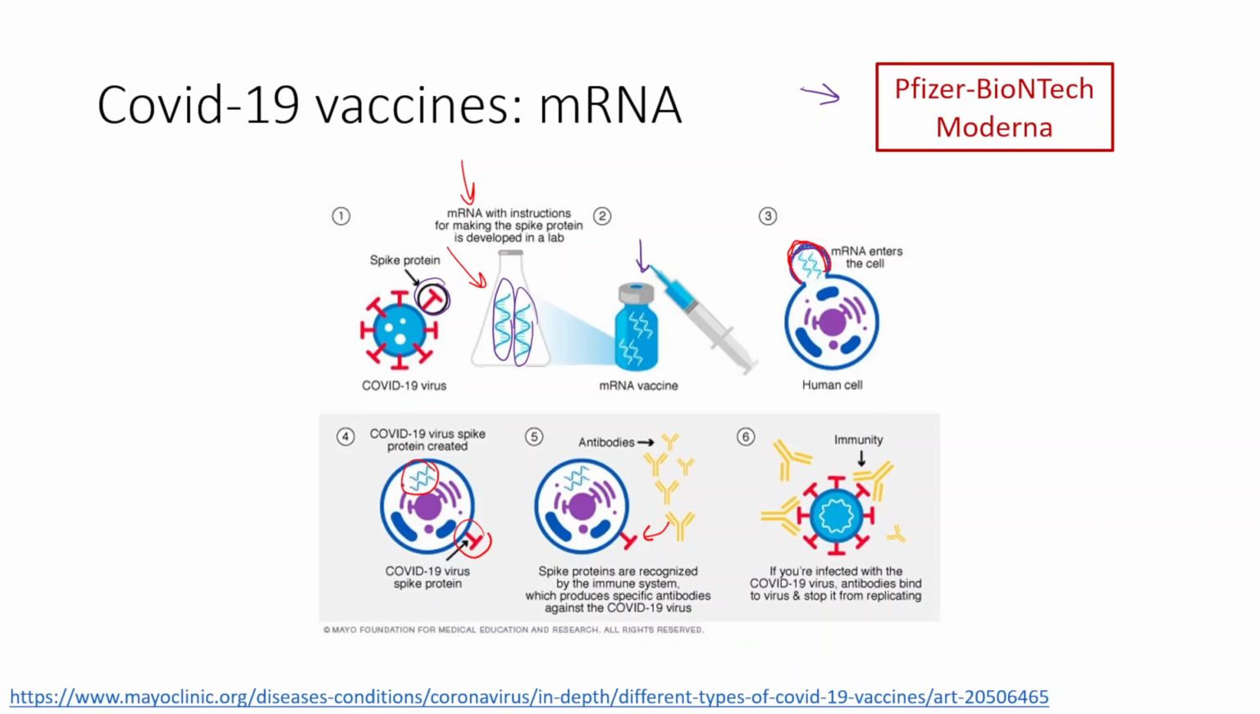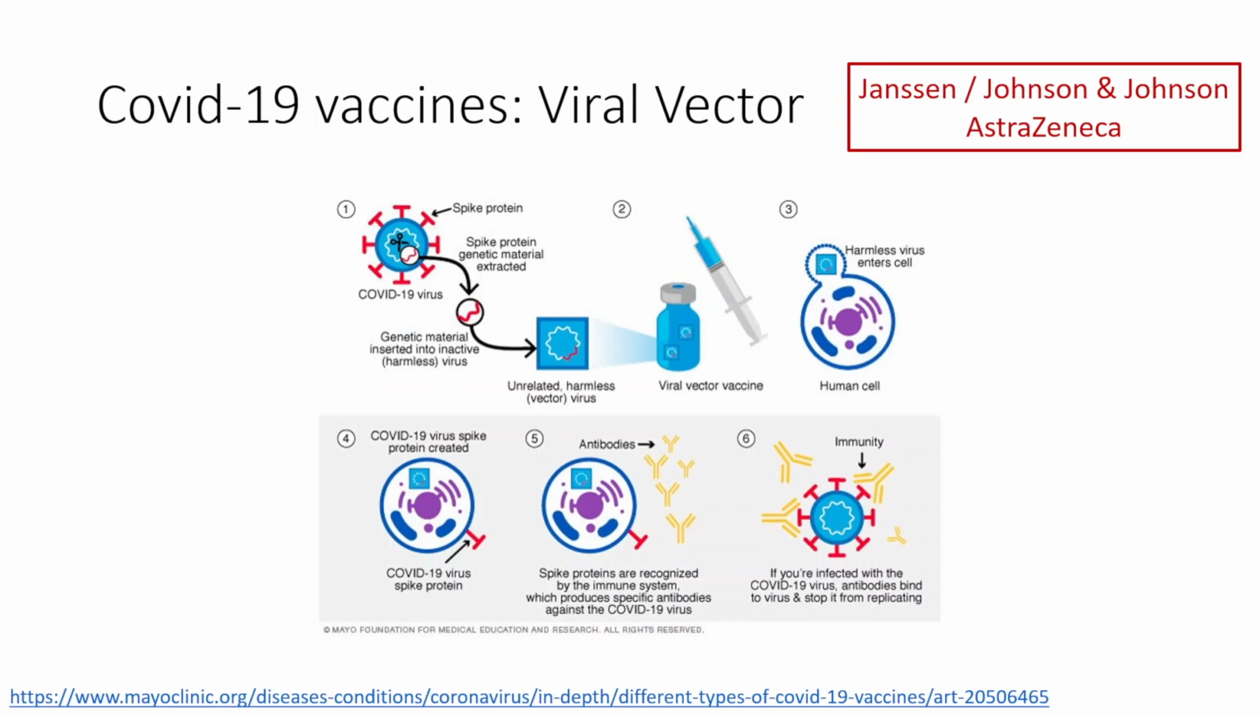Cool. Okay, so that brings us to the viral vector vaccines. So viral vector vaccines in this country were made by Janssen or Johnson & Johnson. AstraZeneca also made one that I believe was never approved here in the US. So these are similar but different.